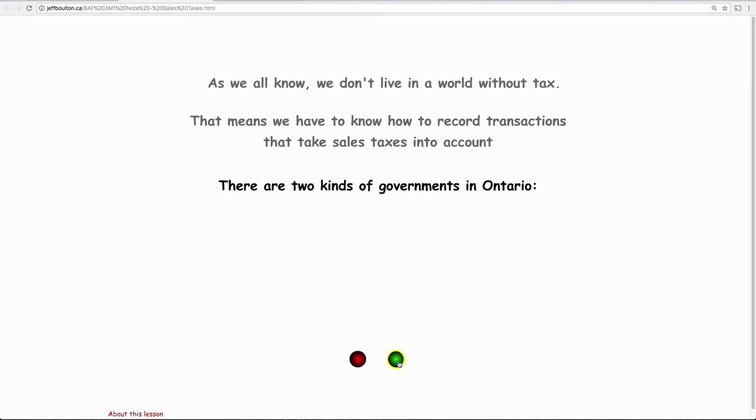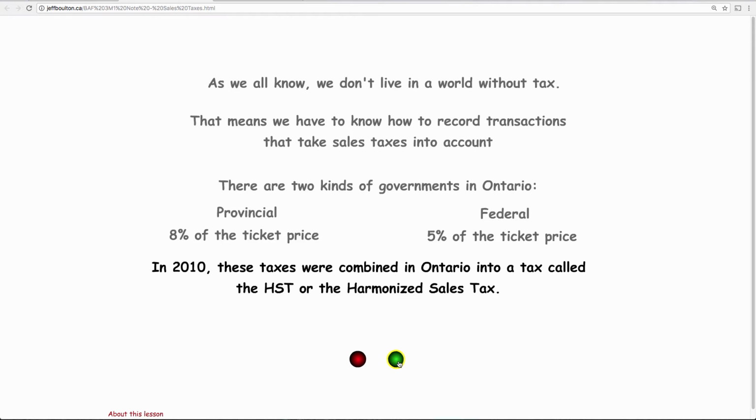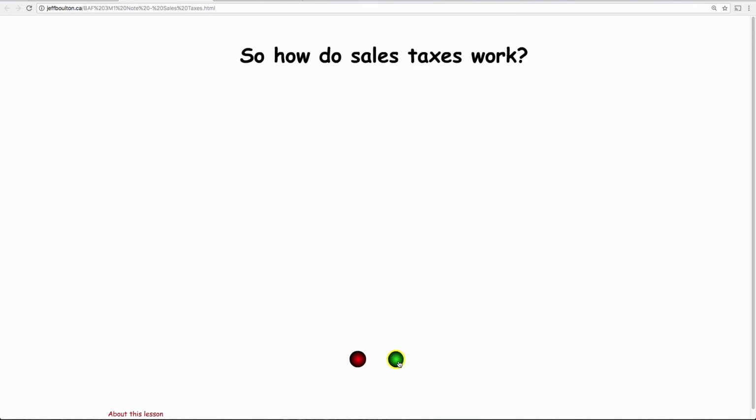So there are two kinds in this province. One, there's provincial and there's also federal. They were combined into the harmonized sales tax of 13%. But there were, just so you know, 8% for provincial and 5% that goes to the federal government in Ottawa. But now, it has been for a while now, we have a single tax to worry about when we do journal entries, the harmonized sales tax.